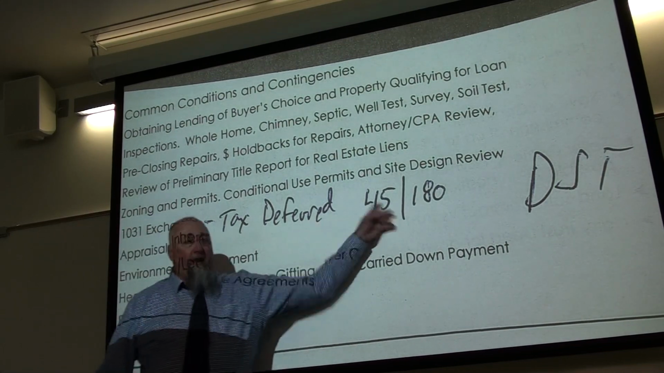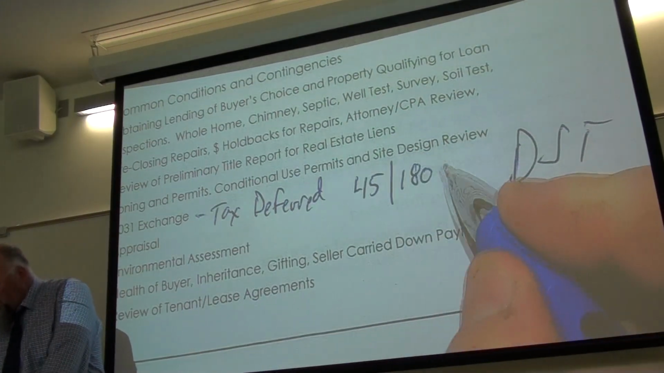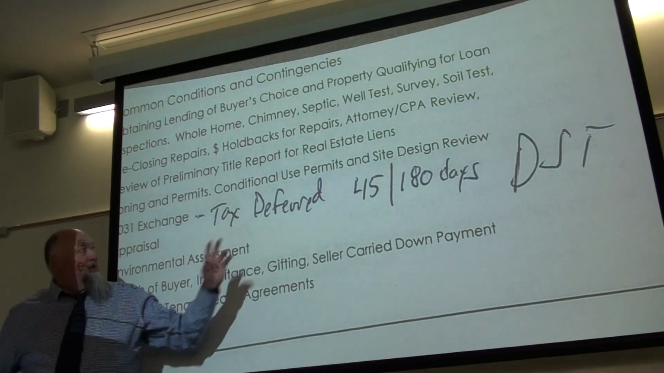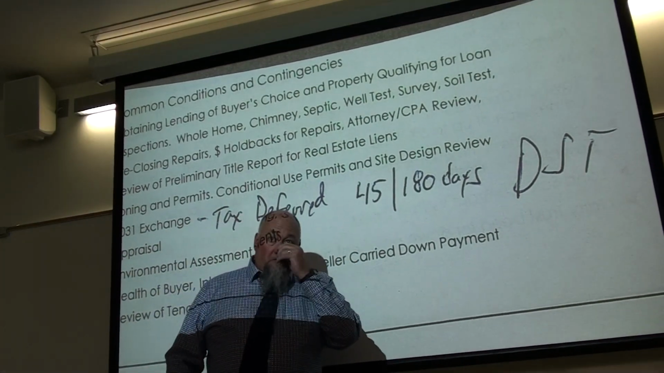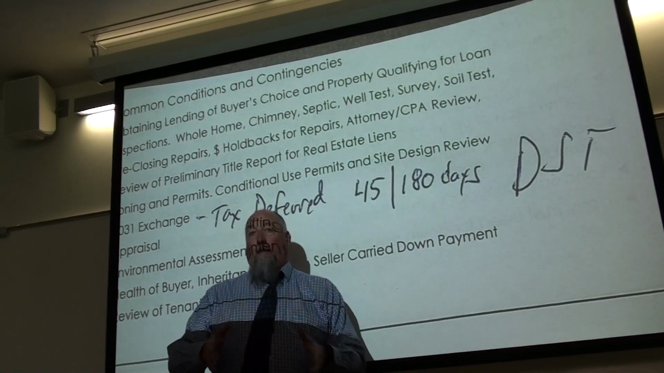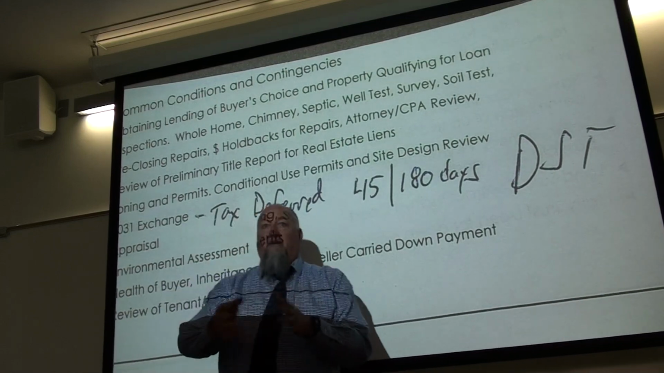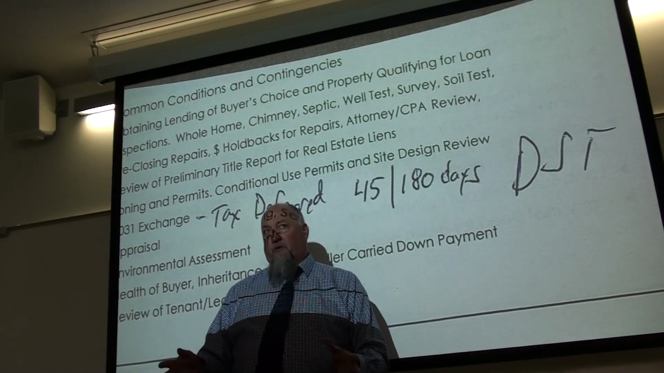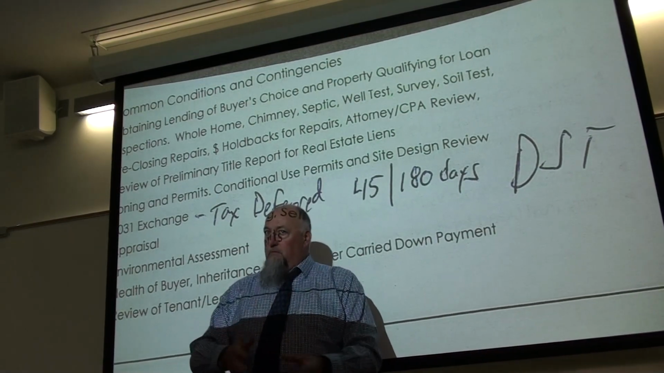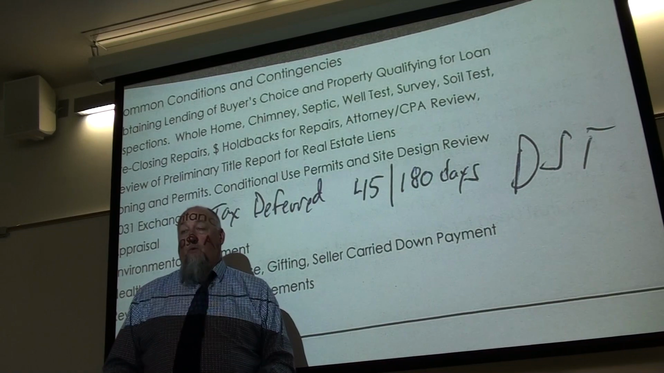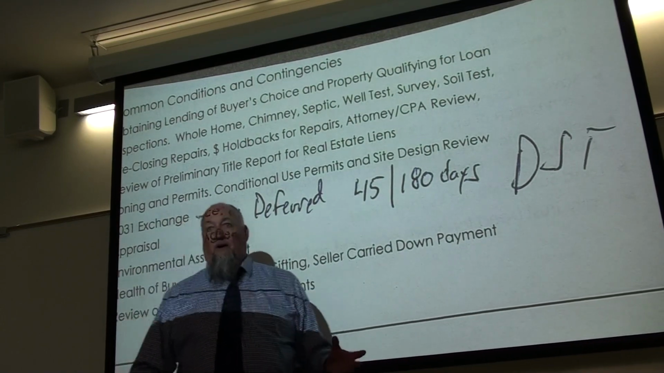All right, 45-180. Let me explain what I mean by that. These are days. The way a 1031 works, if you're rolling that money over, you have 45 days to pick out a property that you want to buy. It's not very long. You can identify multiple properties, up to 3, in some cases more than that. You may not know what property you want to buy when you sell your property, so you only have a limited time to do that. So you have 45 days to identify.